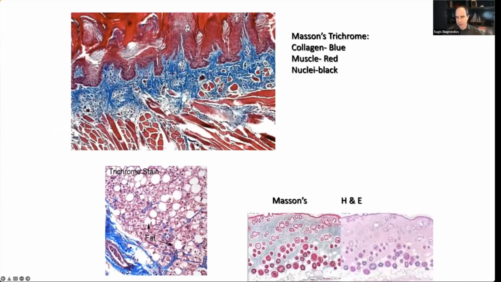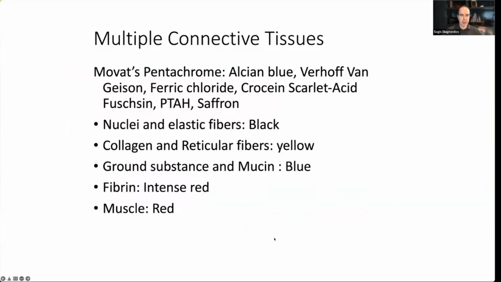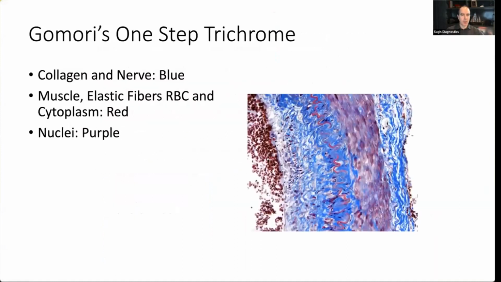And here's a Masson and an H&E of skin right side by side. And you can see that the connective tissue is staining blue, etc. So just want to get your eye used to that. Here's a trichrome stain, which stains collagen and nerve blue, muscle, elastin fibers, RBC, and cytoplasm red, and nuclei purple.